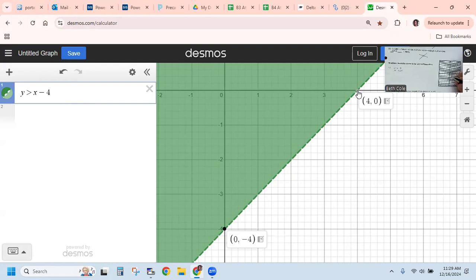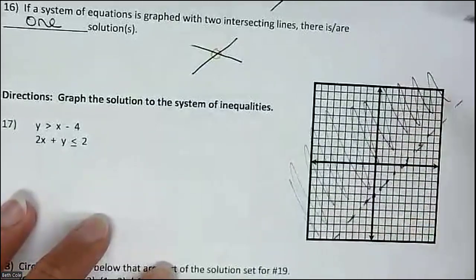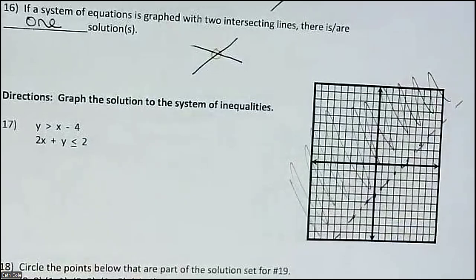It's dotted. Now, if you accidentally connect it and you forget to make it dotted, you can just write the word dotted next to it. That's fine with me. And is it shaded in above or below? Above. Do you see that there? So shade it, but lightly, okay? Not too aggressively, because we want the overlap.